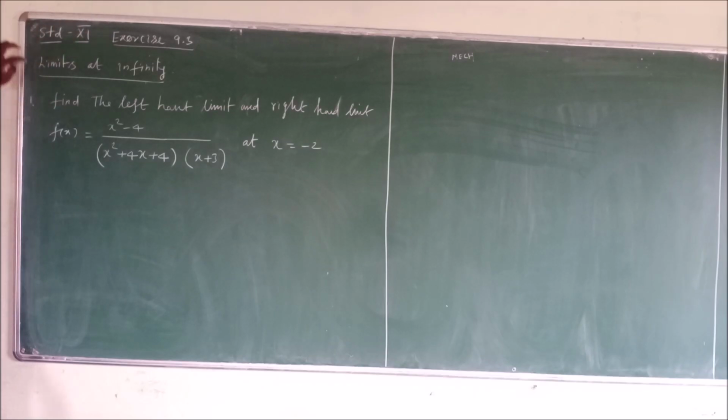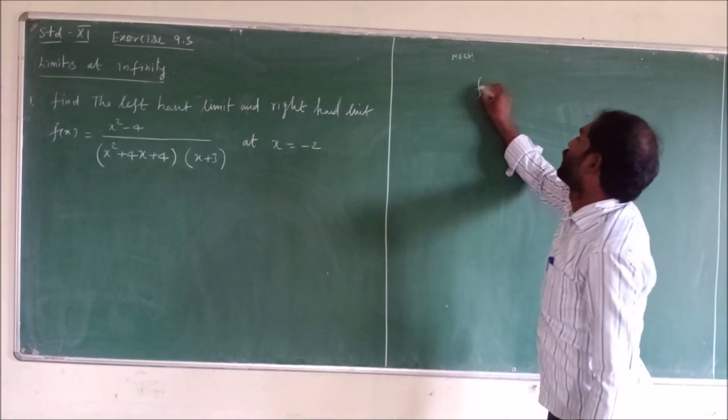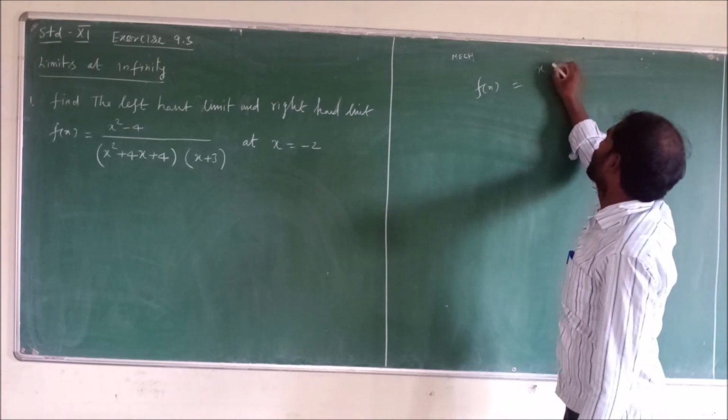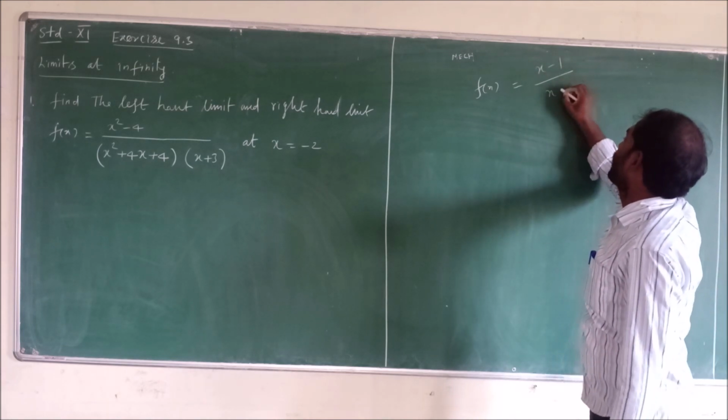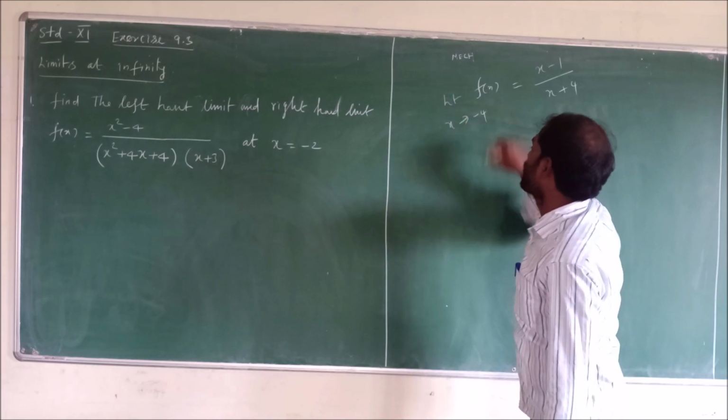Exercise 9.3 topic is limit at infinity. So what is limit at infinity? Every function, for example, f of x, is a function, say (x minus 1) by (x plus 4), and we take the limit as x tends to minus 4.